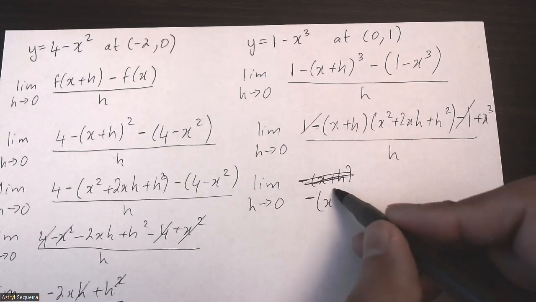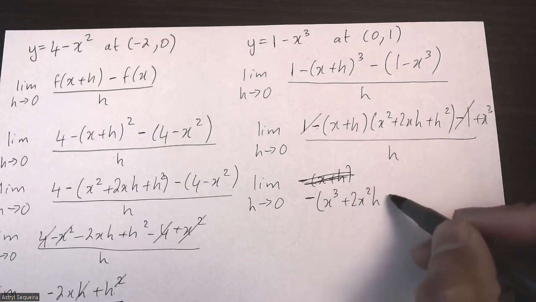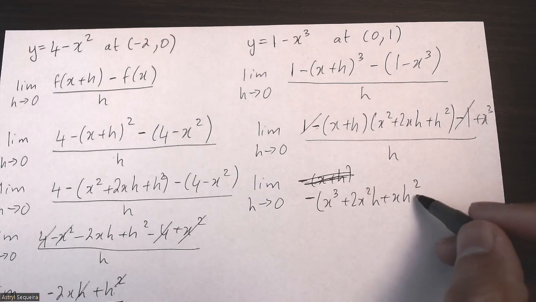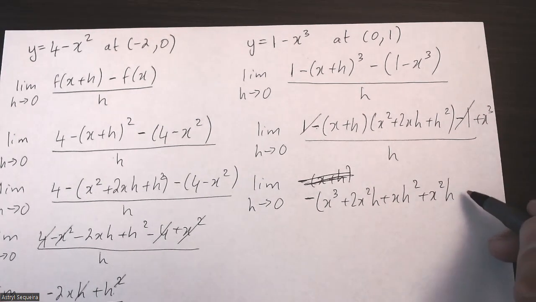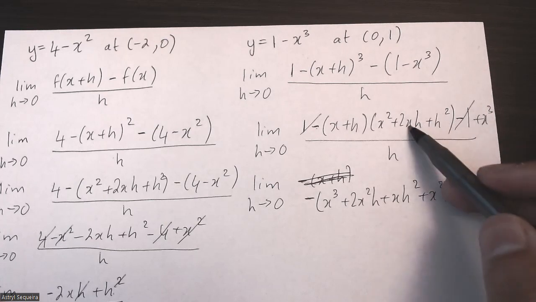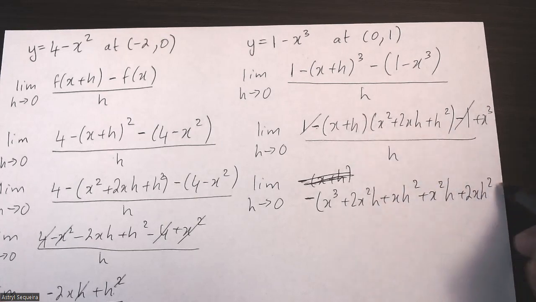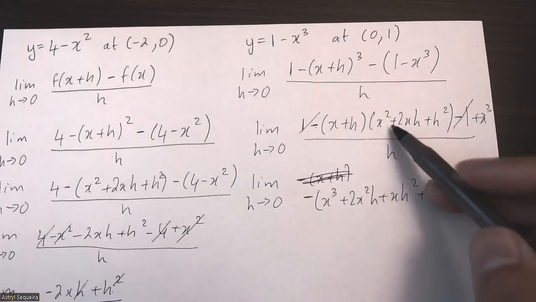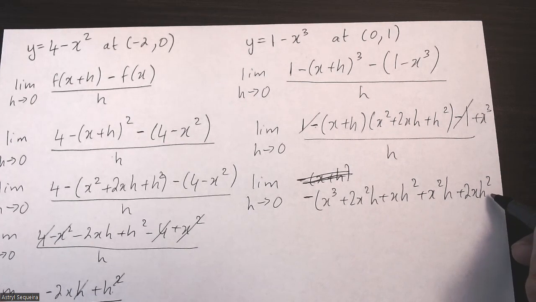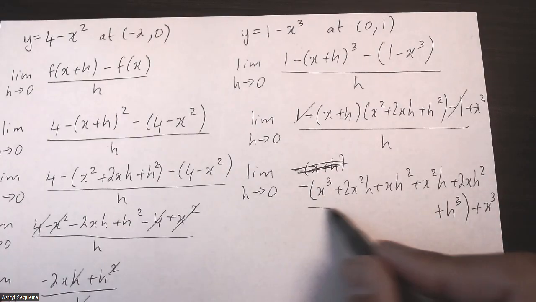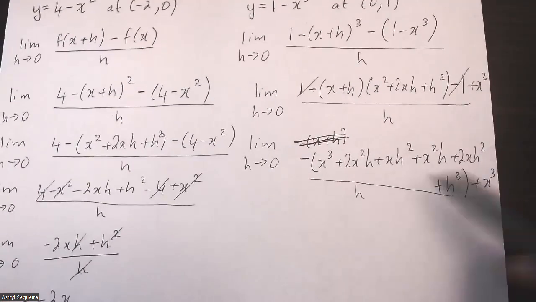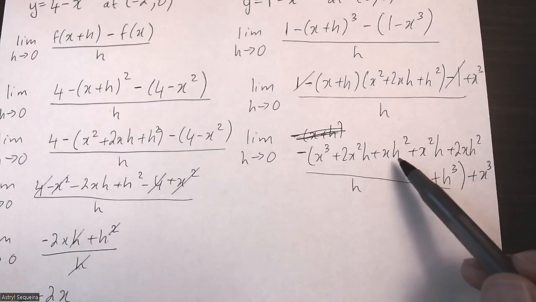So x cubed plus 2x squared h plus xh squared plus x squared h plus 2xh squared and then plus h cubed. And I close the bracket, and then I have the plus x cubed out there. And all of that is divided by h. Could barely squeeze it in that line, but there you pretty much have it.